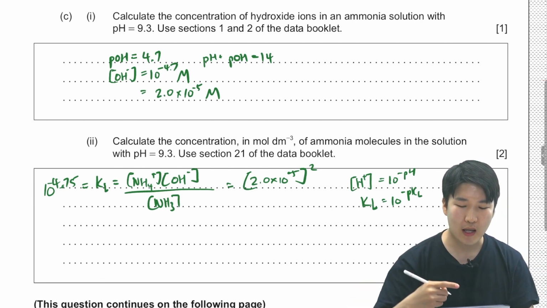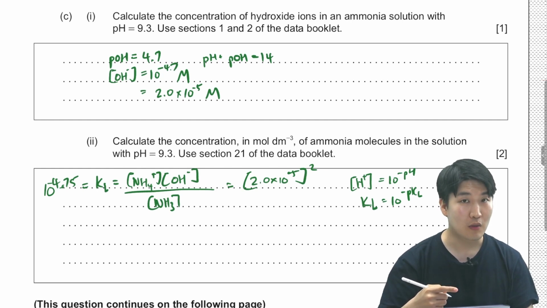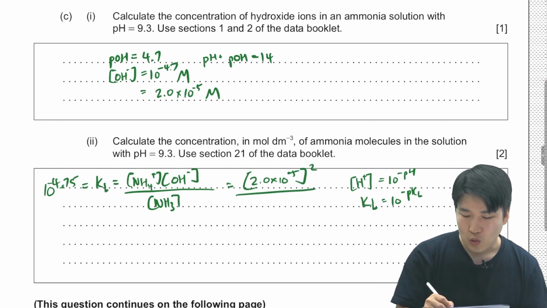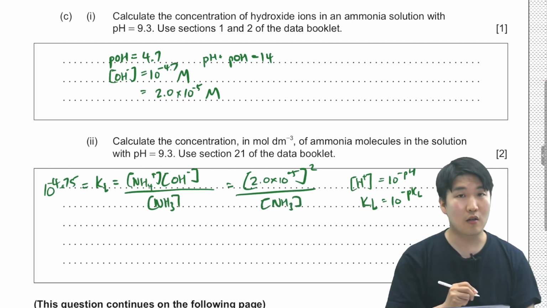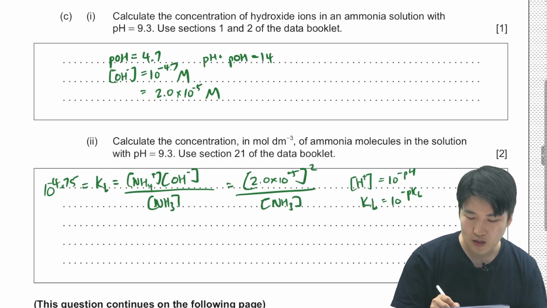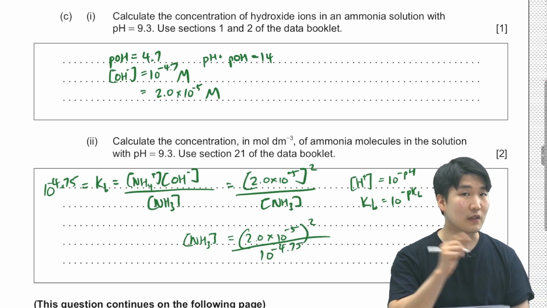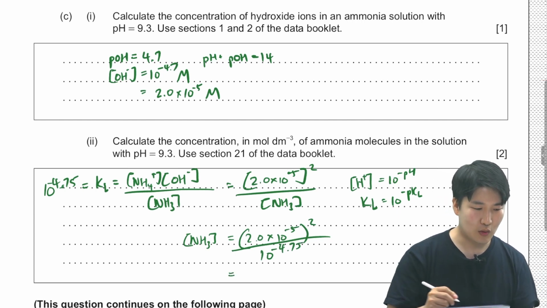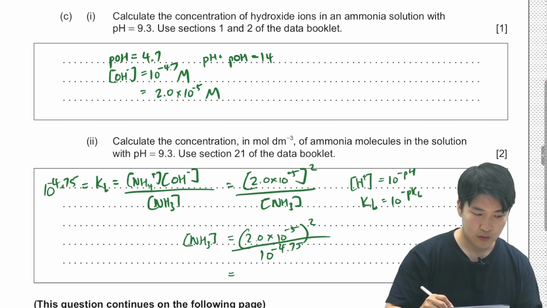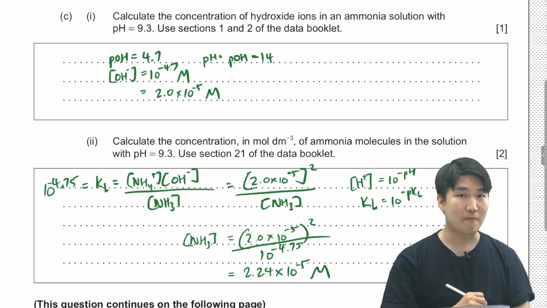So we can square 2.0 times 10 to minus 5. Our unknown ammonia concentration value can be calculated as 2 times 10 to minus 5 squared over 10 to minus 4.75, which would equal 2.24 times 10 to minus 5 big M.